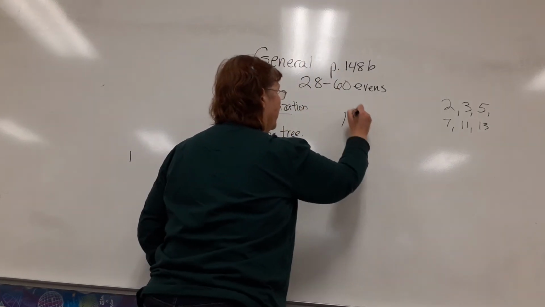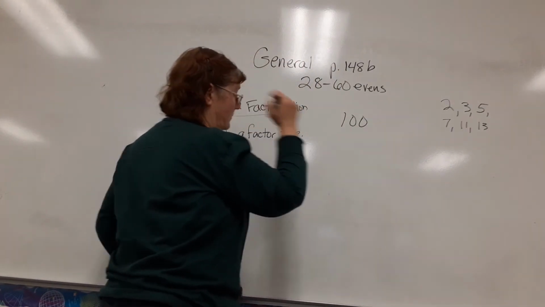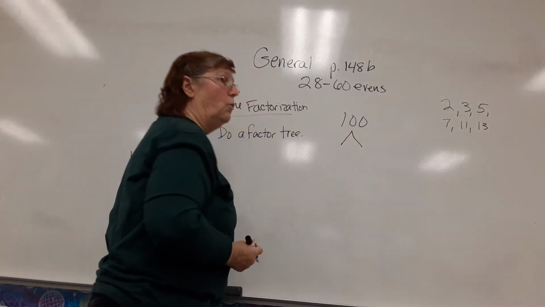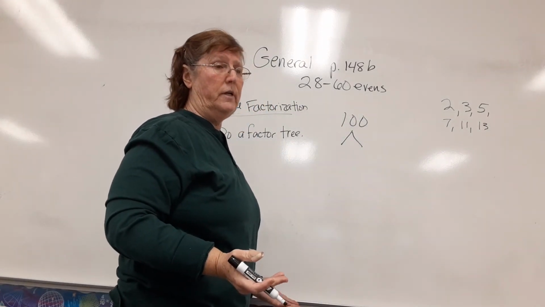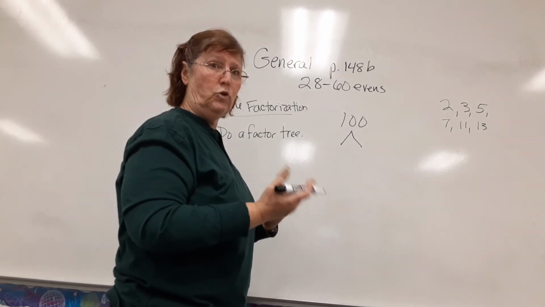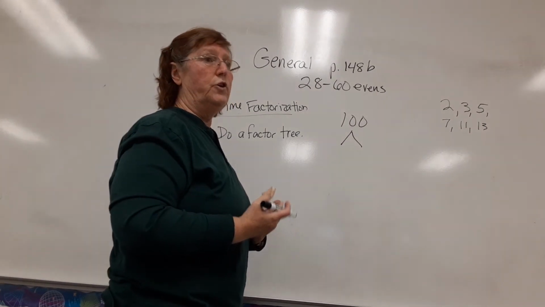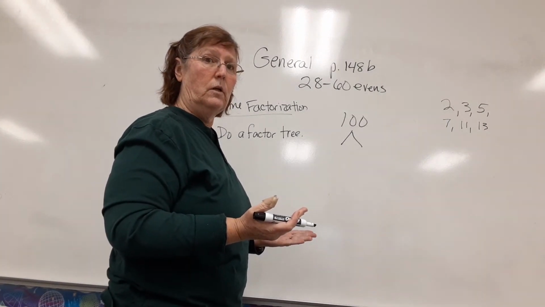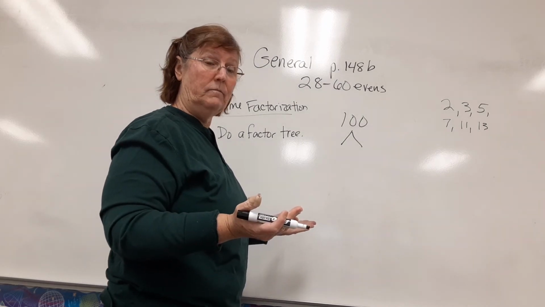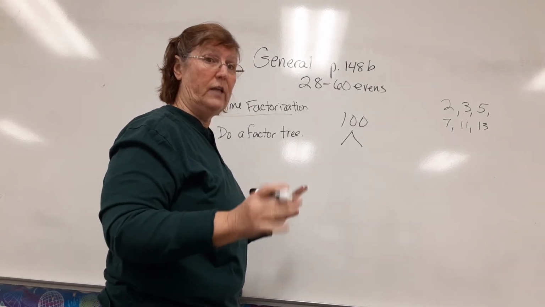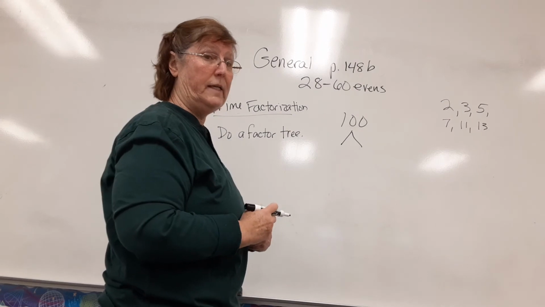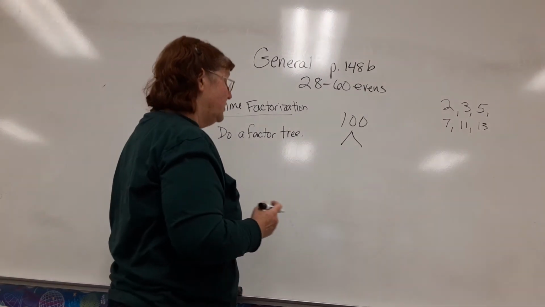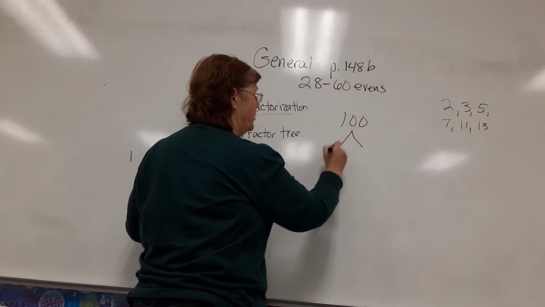Let's try 100. Okay, lots of things go into 100. So we have to find two numbers that multiply together to be 100. You could do 25 times 4, or 10 times 10, or 50 times 2, all of those things. We just need to pick any set that multiplies up to that. Let's do 10 times 10.